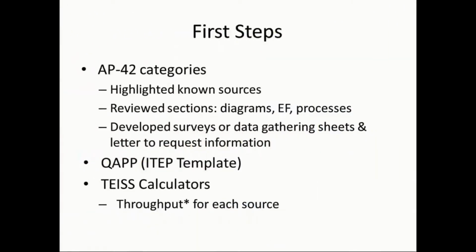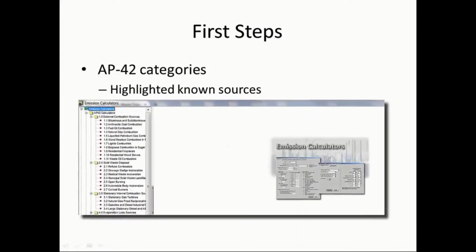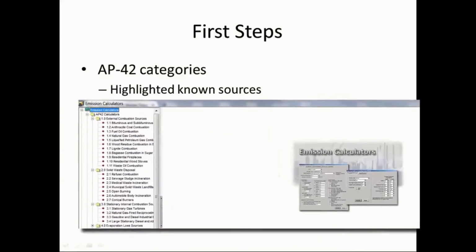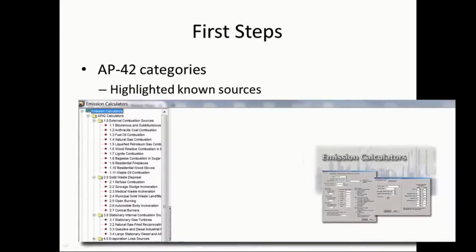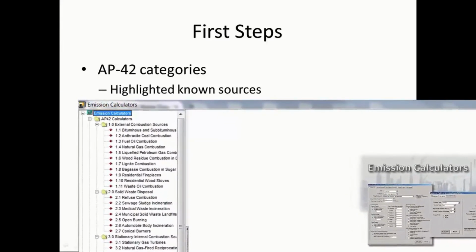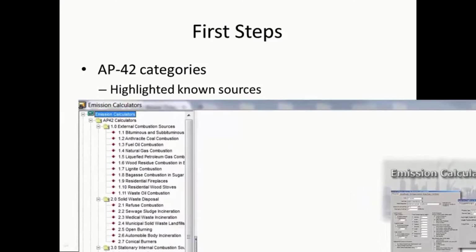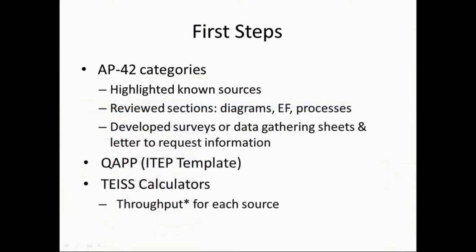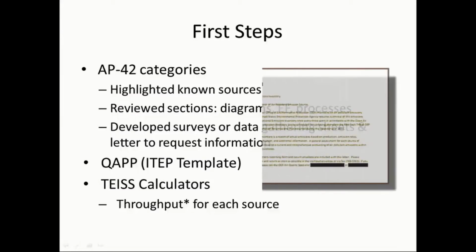So my very first steps when I first began the emissions inventory was to go through all the pertinent AP 42 sections. I highlighted every known source within these sections that I knew I would be inventorying on the reservation. I reviewed the sections in detail, studied the emission processes, their associated emission factors, looked through the diagrams and the schematics, and then started developing data gathering sheets or surveys for each source category.